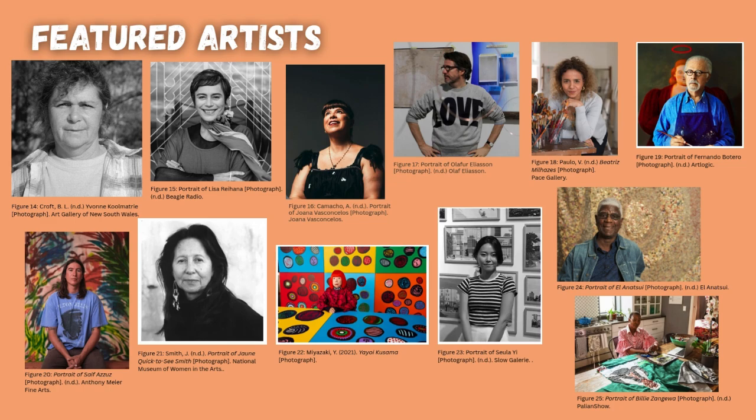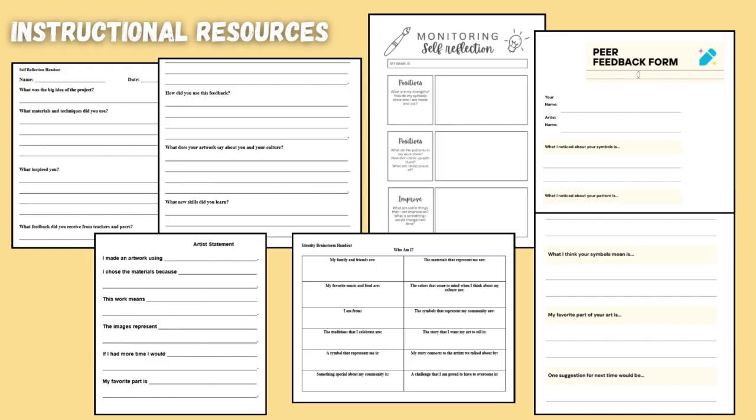Within the unit, I have embedded various instructional resources, including things like a self-reflective handout, self-monitoring handouts, peer feedback forms, artist statements, and brainstorming lists such as Who Am I as a Person? These are for students to engage critically and reflectively with themselves as well as with their peers and their teachers to better their artistic literacy and practices.